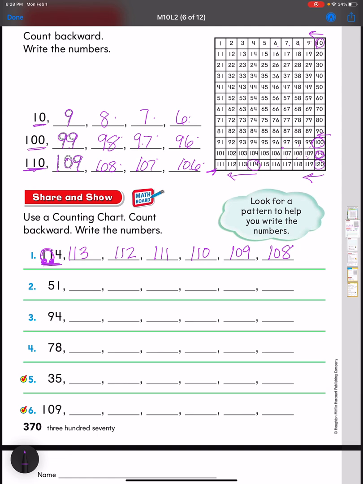We're going to do the same thing for number 2. I am going to find 51 on my chart. I'm going to look for the row with the 5s, and I see it right here, 51. We're going backwards, but look, we're at the end of this row. That means we're going to have to come over here and go backwards and go this way. So I would say 51. What's 1 less than 51? 50. And then I would just keep going. 51, 50, 49, 48, 47, 46, 45.